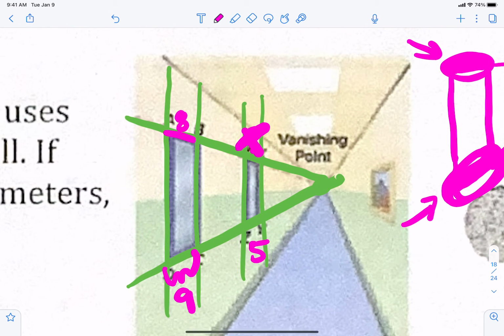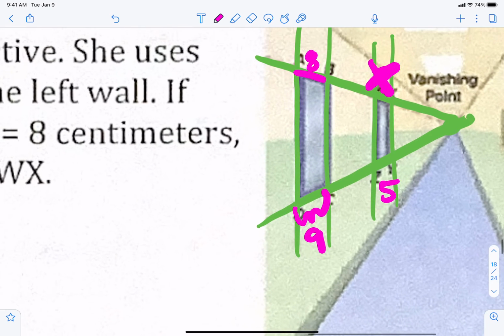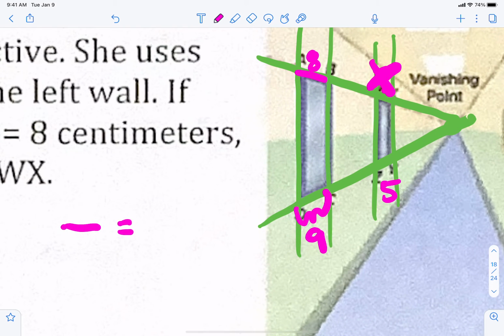Okay, so we've got to figure out how to set up a proportion. We know that we can set up a proportion. But do you guys understand why that top and the bottom are not going to be the same? Yes. Okay, so let's set up a proportion. How do you want to do this? 8 over 9 equals X over 5.